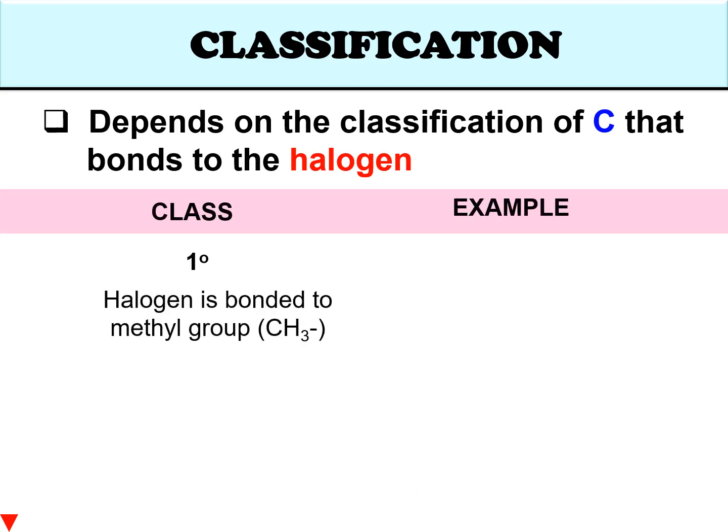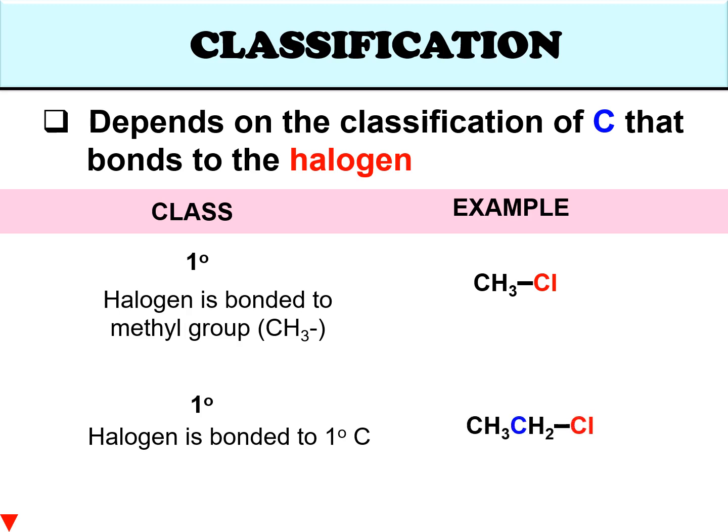For methyl haloalkene, the halogen is bonded to a methyl group. For example, chloromethane. Primary haloalkene, halogen is bonded to the primary carbon. For example, chloroethane.